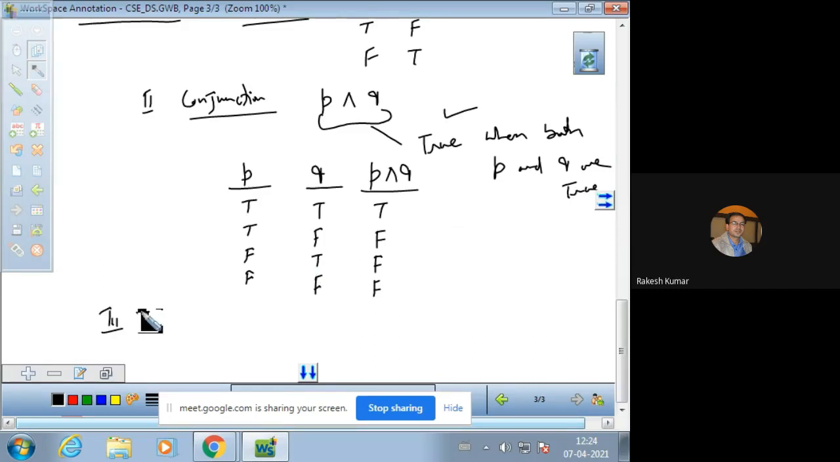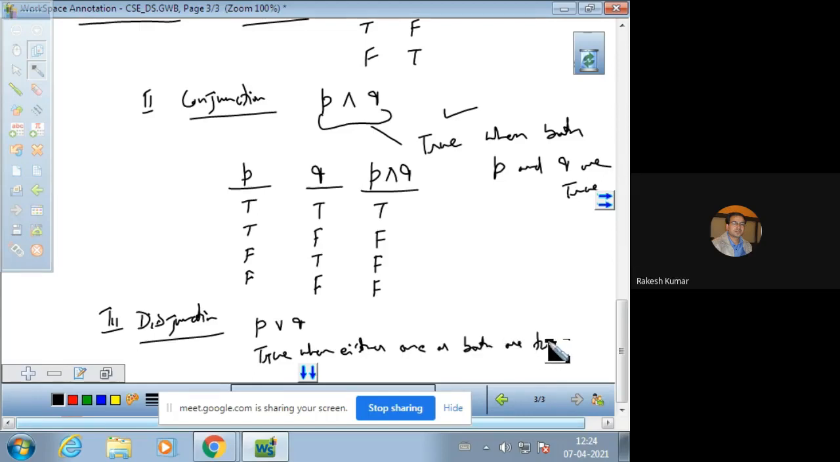Similarly, we shall have a disjunction. Disjunction is defined like this with the help of this symbol, and it will give us a true value when either one or both are true. या तो एक वैल्यू ट्रू हो या दोनों ही वैल्यू ट्रू हो तो वो ट्रू वैल्यू देगा आपके पास. I am taking the example in the same table. This is the truth table we are taking. Disjunction means if even one value is true, then it is true.